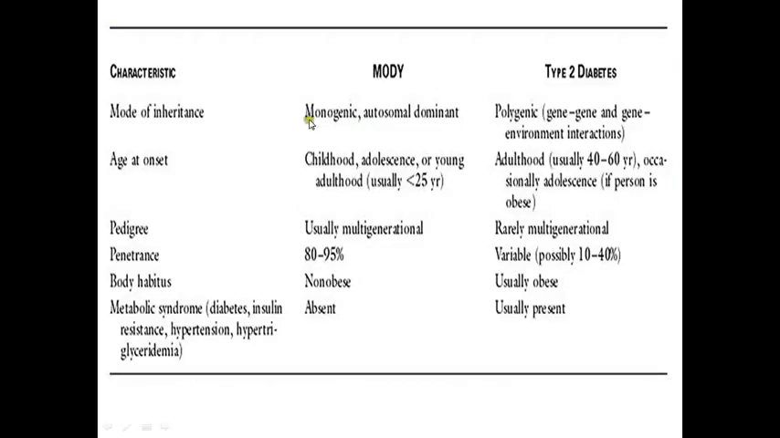So what is the difference? MODY is monogenic, while type 2 is polygenic. MODY appears in childhood, type 2 appears in adulthood. MODY is often multi-generational, with 80 to 95% penetrance, while type 2 has variable penetrance. MODY patients are non-obese, while type 2 patients are usually obese. Metabolic syndrome is not there in MODY, while it is usually present in type 2. So MODY is treated like type 2, but presents in the age group of type 1.